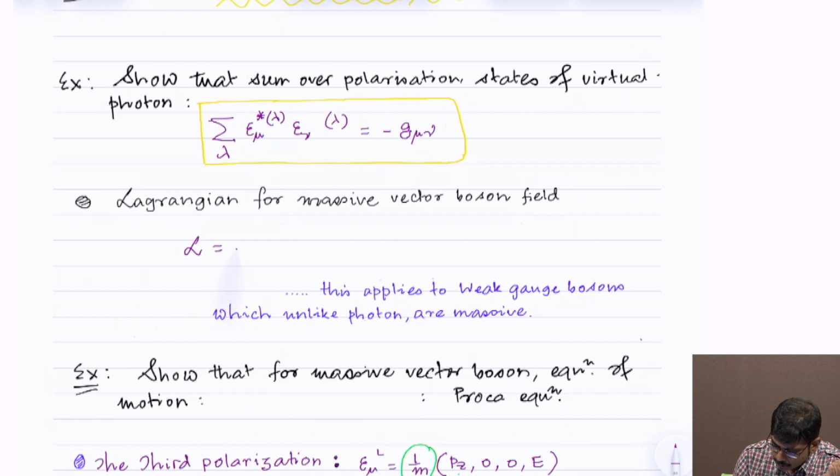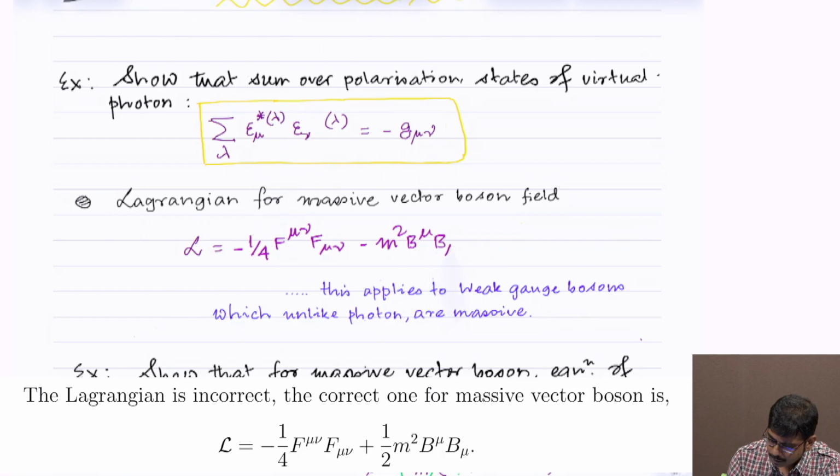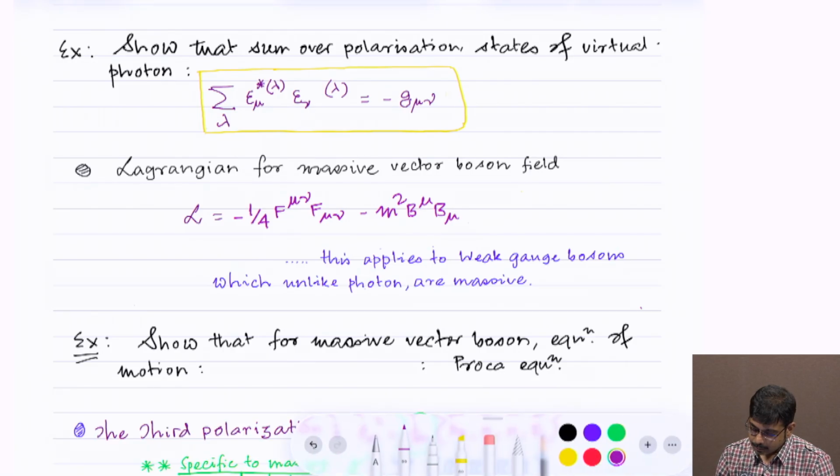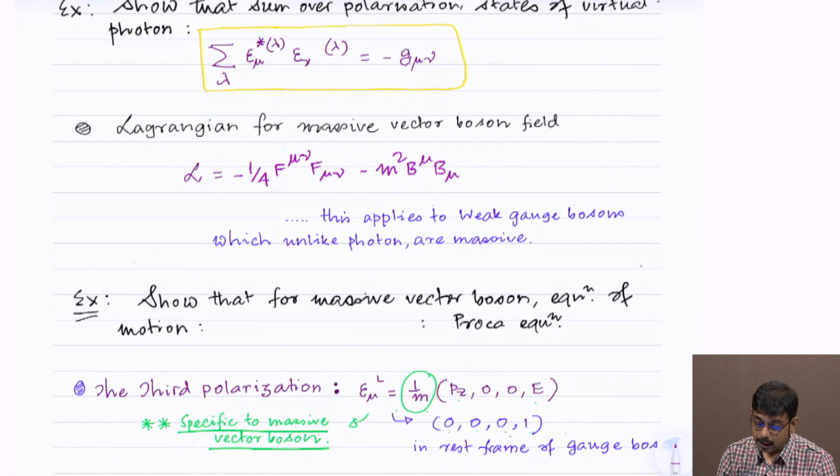So, then you say, okay, I can do that exercise by writing a Lagrangian. The kinetic piece has no change, it is minus 1 by 4 F mu nu squared, but now I have to choose an explicit mass term, right. So, I can do it by adding minus m square B mu squared. So, this is the Lagrangian where I explicitly put in a mass term, and then we can show the equation of motion.